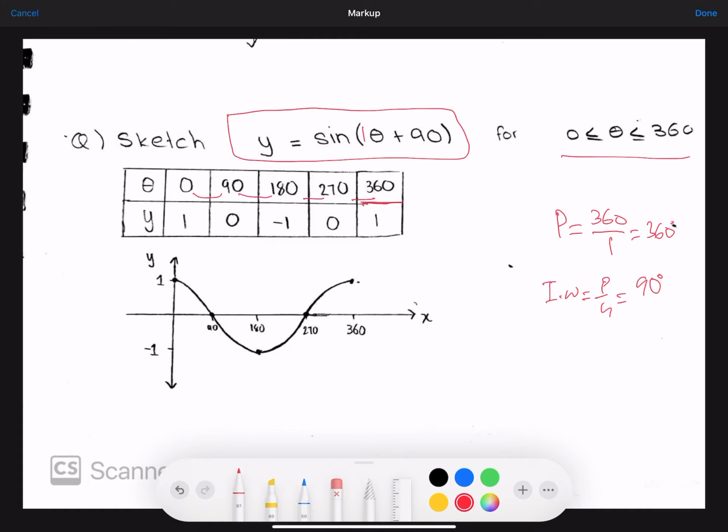So when you put 0 here, you will get sine 90, and sine 90 is 1. When you put 90 here, you will get 180. Sine 180 is 0. So you can do it in this way. Once you get the values in this table, you can just sketch the curve. These are the points. Plot the points correctly, and you can easily sketch this curve. This is the way to sketch curves of these types.